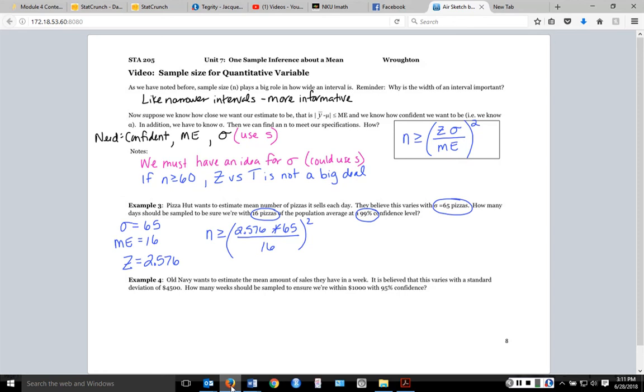Now doing the math, we get about 109.5. Remember, we can't only sample part of a day, so here we always want to round up, because if we have to sample part of that day, we're going to sample the whole day. So we need to sample at least 110 days.